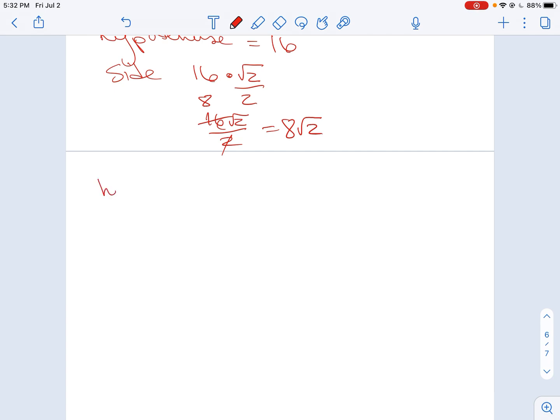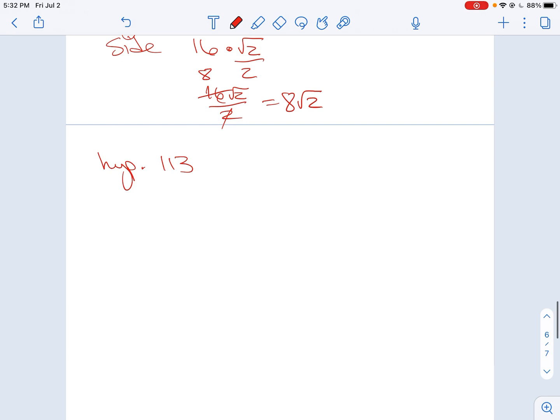Okay, let's do it again. So my hypotenuse is 113. I don't know. My side measure, I take the 113, I multiply it by the square root of 2, and I divide by 2. I didn't even have to do any work for it.